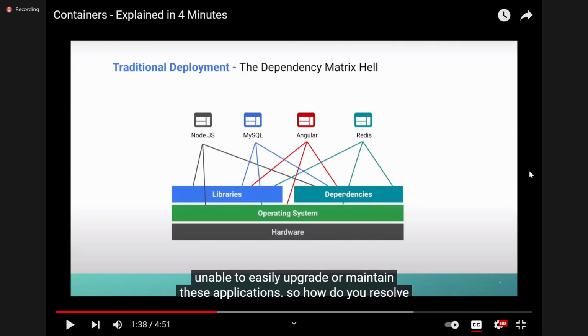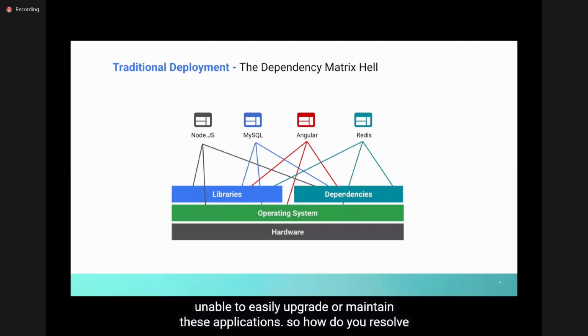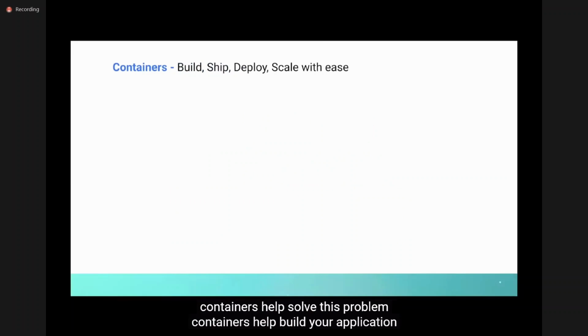You have to think from this mode how the computer can solve this issue, or maintain these applications. So how do you resolve this dependency matrix hell when you are maintaining the applications? So containers help solve this problem. Containers help build the application, ship the application, deploy and scale these applications with ease and independently.